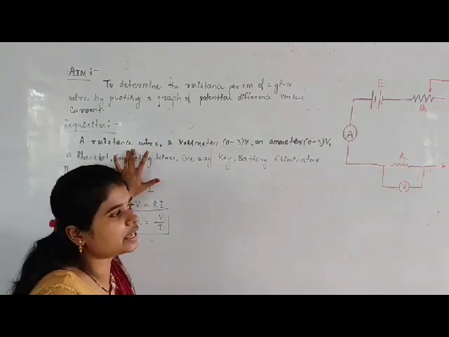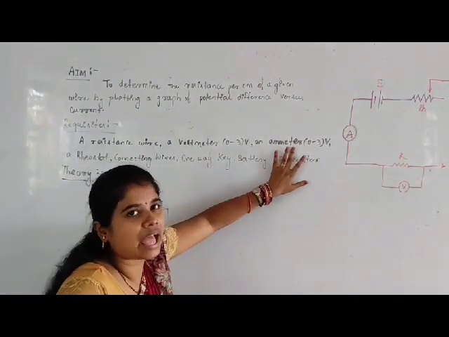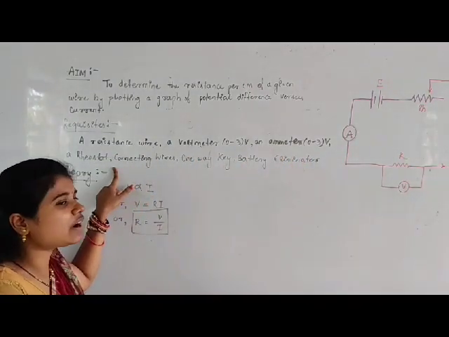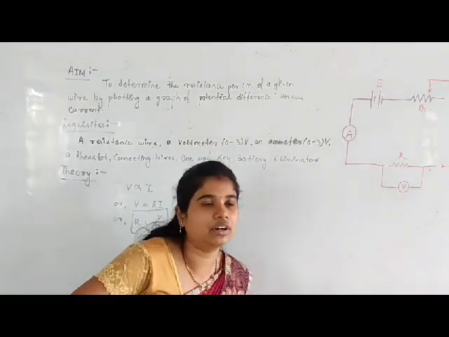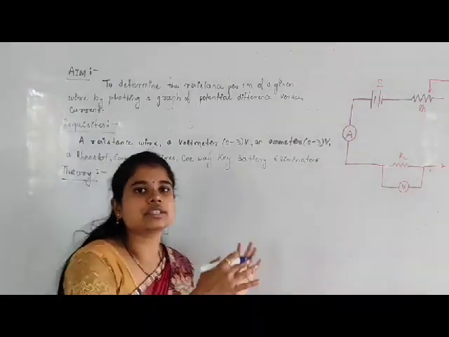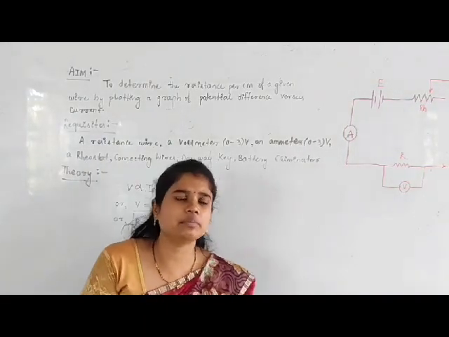A resistance wire, a voltmeter, an ammeter, connecting wires, a rheostat, a one-way key and a battery eliminator. All these things we require for this experiment. This is a very simple experiment.